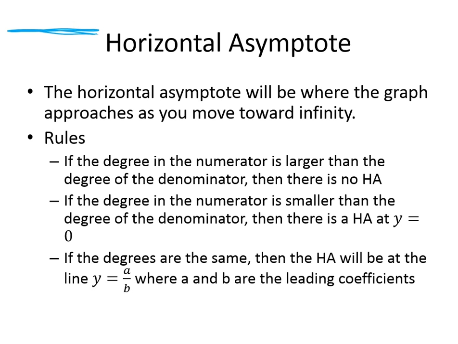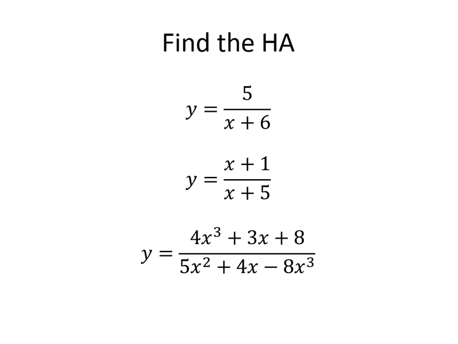And now the last one is, what if the degrees are the same? If the degrees are the same, you're going to take the coefficients, or the numbers out front of both of those, and you're going to do the division, the top one divided by the bottom one. Your horizontal asymptote will be at y equals the top over the bottom. Okay, we're going to see some examples of these. So you're going to be looking at the lead coefficients.